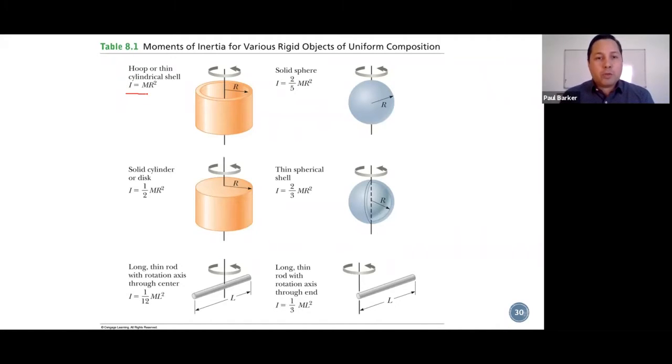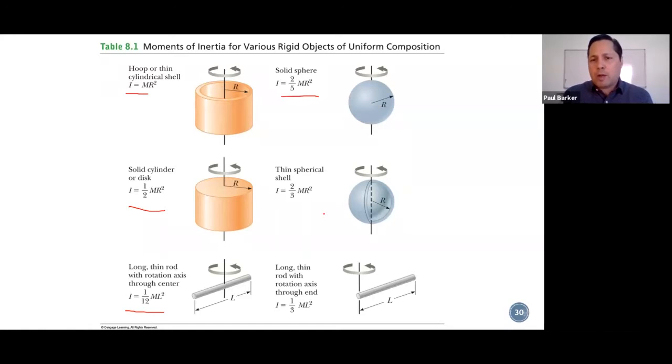Next, what if the cylinder was solid all the way through? The formula would change. Now it would be 1/2 m r squared. Next, what if you have a long rod and you're spinning it around its center? Well, the formula for that would be 1/12 m L squared, where L is the length of the rod. Now going to the top right corner, we have a solid sphere, so solid all the way through. Now it would be 2/5 m r squared.